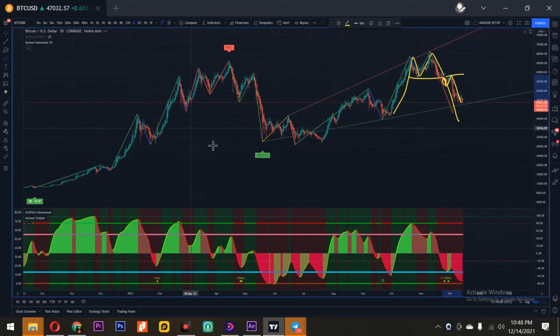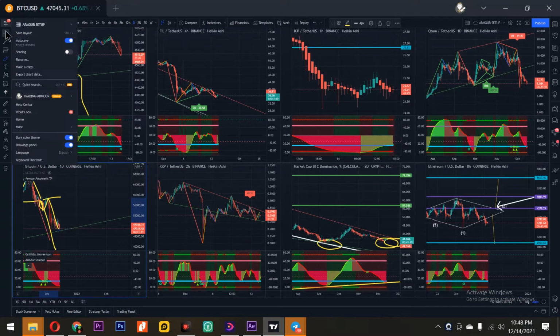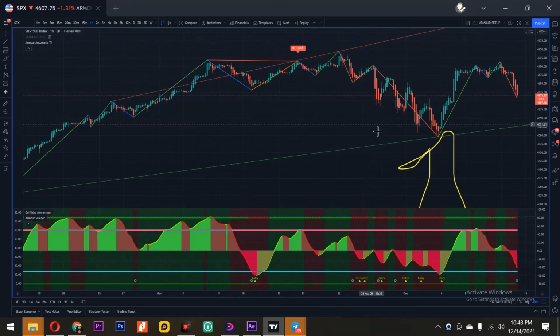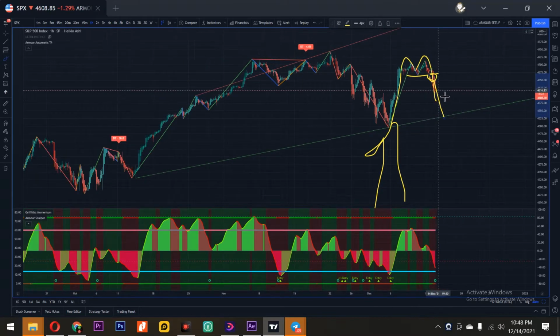And similarly, there is a W pattern, just like here. There is also one M pattern here on S&P. So just for the purpose of sharing the knowledge with you guys, I am making this video. So here is the M pattern. Here is the nose, and here is the entry point, and here is the take profit.